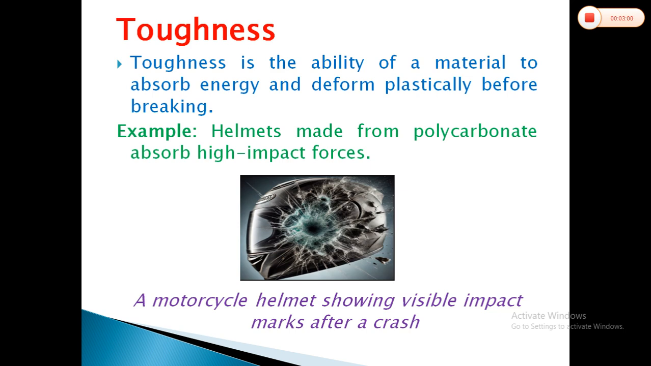Next one is the toughness. Toughness is the ability of a material to absorb energy and deform plastically before breaking. Helmets made from polycarbonate absorb high impact forces. The figure shows the visible impact on a motorcycle helmet, impact marks after a crash.